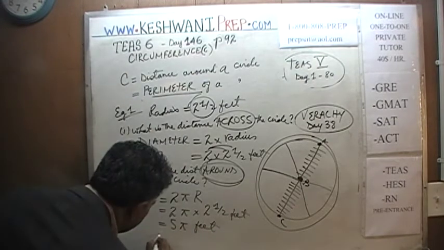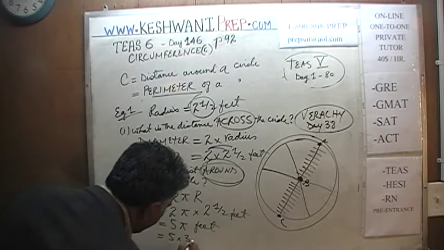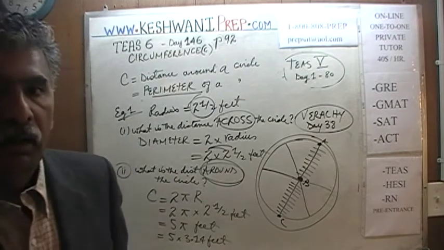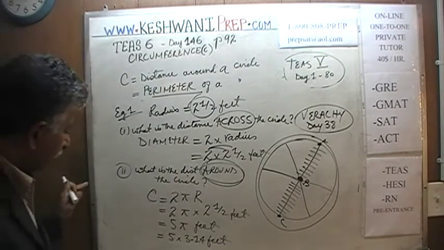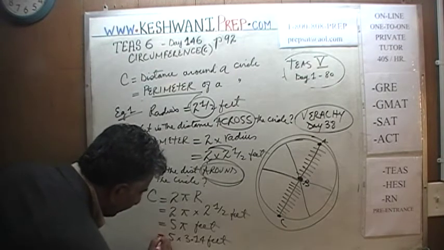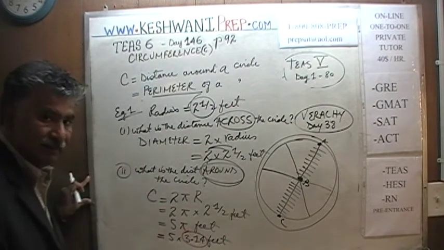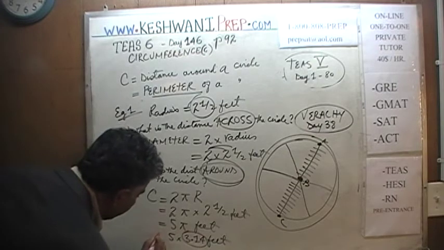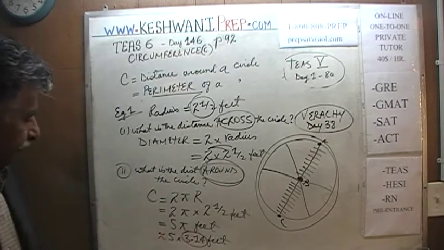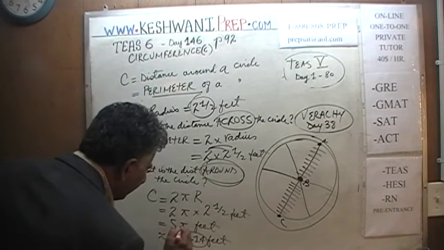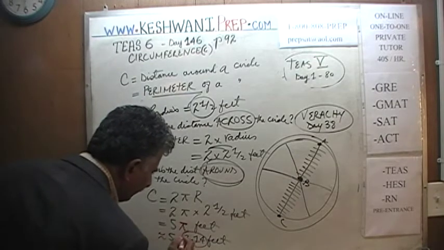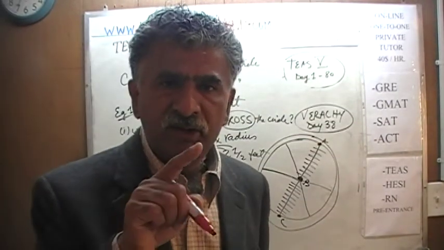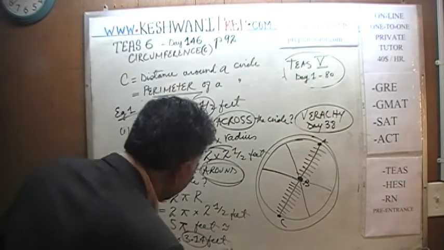Or if you like, 5 times 3.14 feet. But as soon as we do that, this is no longer equal to, because this is not the exact value of pi, this is an approximate value of pi. So we have to say it is approximately equal to. Or if you just want a rough estimate, you can pretend that pi is about 3. So the distance around the circle whose radius is 2.5 feet is going to be about 15 feet.